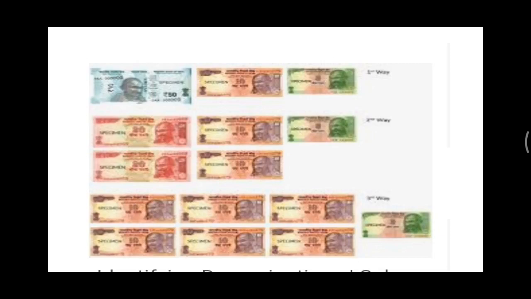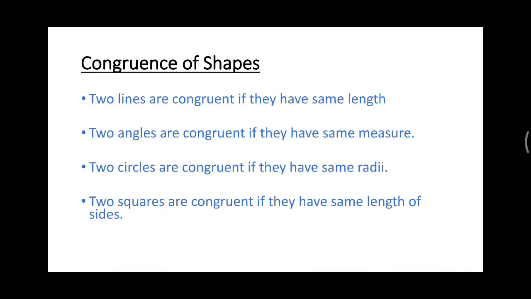Now there are many examples of notes also. 50 rupee note is congruent to the 50 rupee note. 10 rupees note is congruent to the 10 rupees note. 20 rupees note is congruent to the 20 rupees note. When you put the notes on one another, you will not be able to see the downward notes, so these figures are congruent figures.